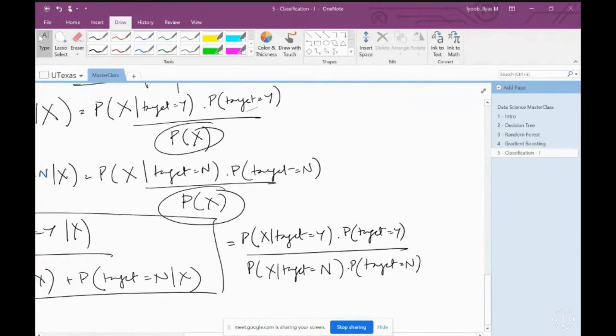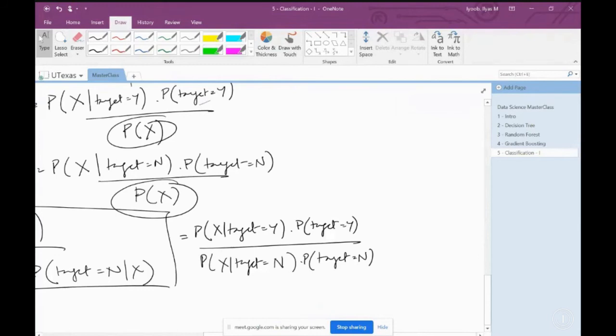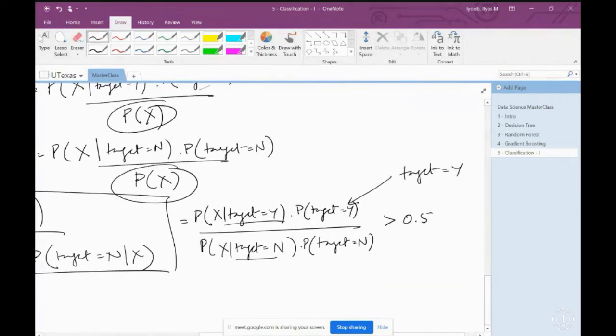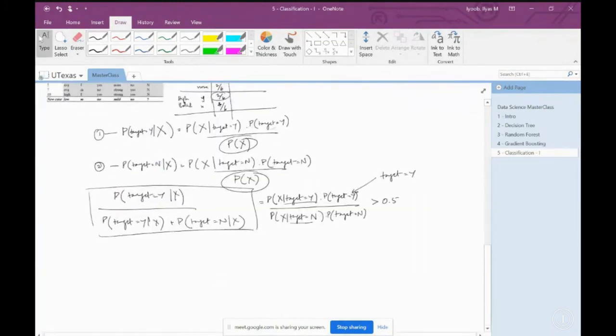So if we calculate this, we know we have all these values from this table up here. And if this value is greater than 0.5, or you can say the numerator is greater than the denominator, then we know that we should assign a value of target equals yes. Otherwise, we should assign a value of target equals no. Okay, so let's just finish out that example using this calculation.